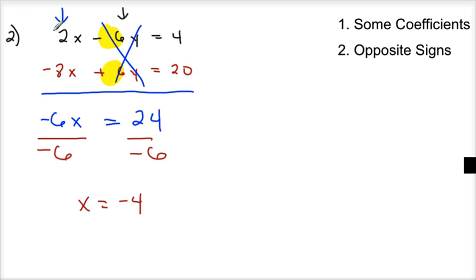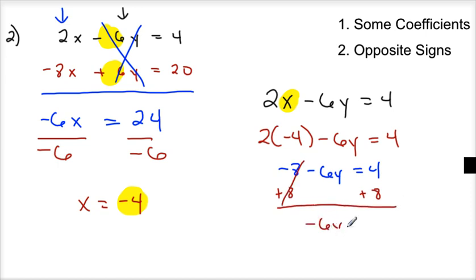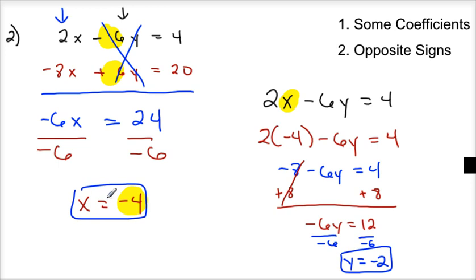Again, once you solve for one of the variables, choose any equation. Doesn't matter if you want to choose the first or second one. I'm going to go back to the first. So I have 2 times x minus 6 times y equals 4. I'm plugging in this negative 4 for this x value. So I have 2 times negative 4 minus 6y equals 4. Simplify. Negative 8 minus 6y equals 4. Solving a two-step equation, add 8 to both sides. Negative 6y equals 12. Divide both sides by negative 6. y equals negative 2. So now our one solution, ordered pair, is negative 4, negative 2.